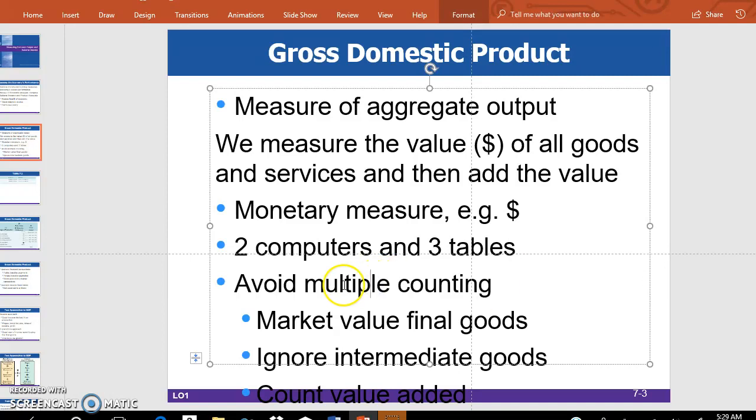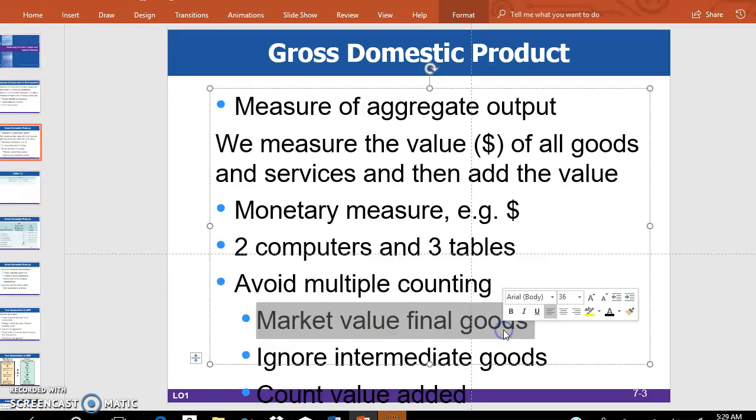So we have to avoid this multiple counting. We cannot count the value of certain things more than once. That will be misleading. That will give us an inflated figure, right? So we will count market value of final goods only.